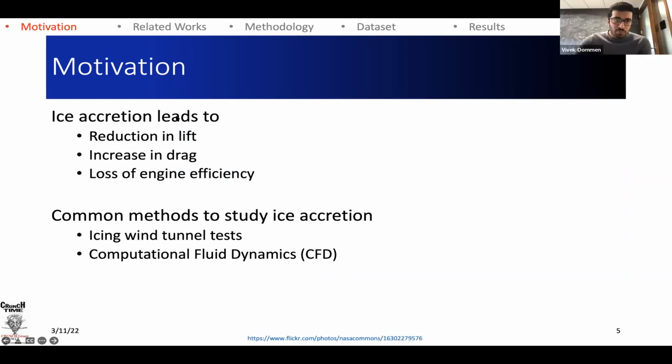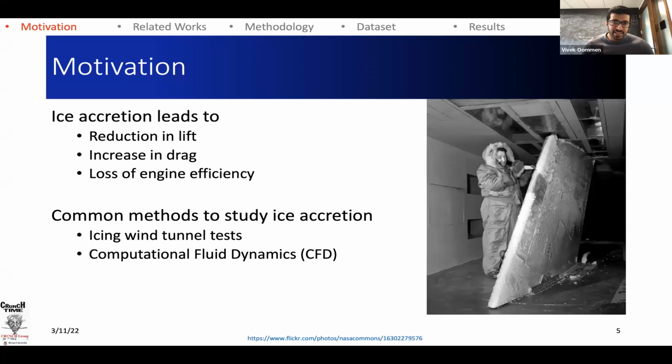So the motivation is that ice accretion leads to reduction in lift, increase in drag, and reduction in engine efficiency. What are the common methods to study ice accretion? In earlier times, people used to conduct experiments in icing wind tunnels. But the problem here is that it's very expensive to perform these experiments. So recently, people have turned to using computational fluid dynamics, CFD simulations, for achieving this task.